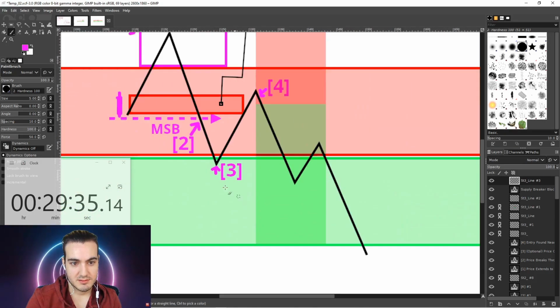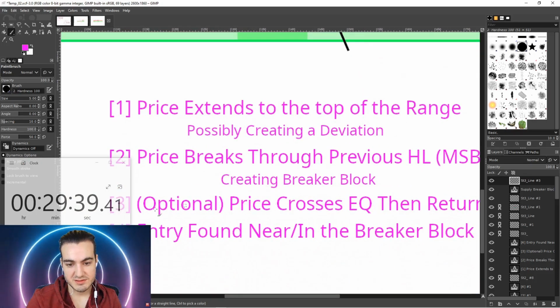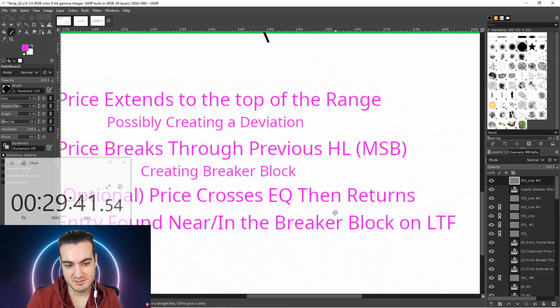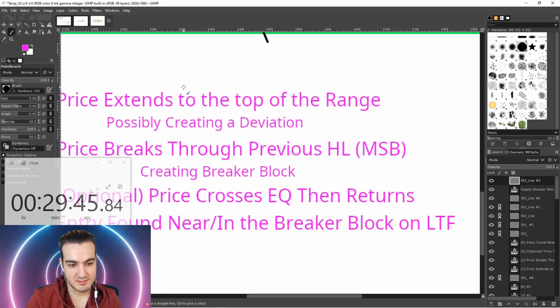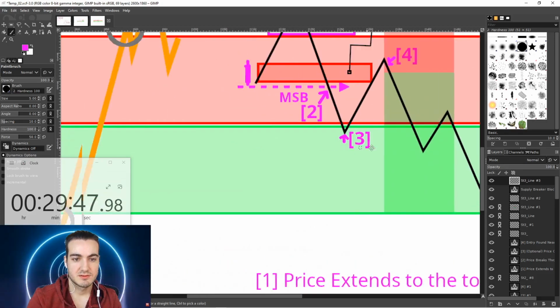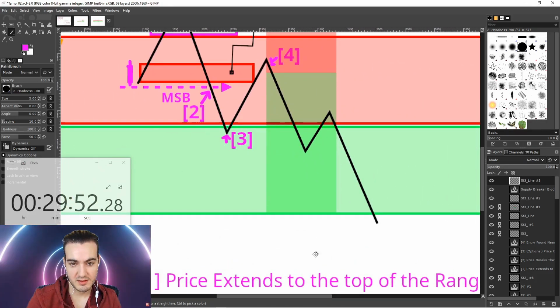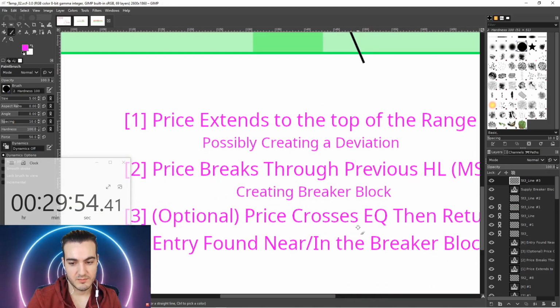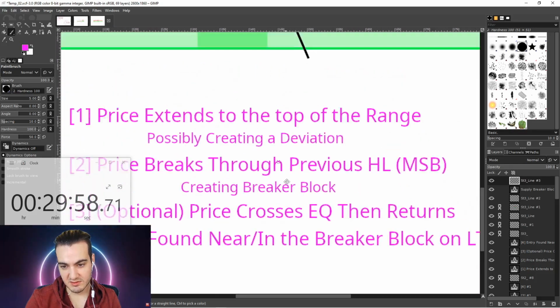So after we've got our breaker block created, optional step, because he doesn't draw special attention to the need for price to come down to the EQ line, but I think it would be ideal if it did. So price crosses the EQ, then returns.